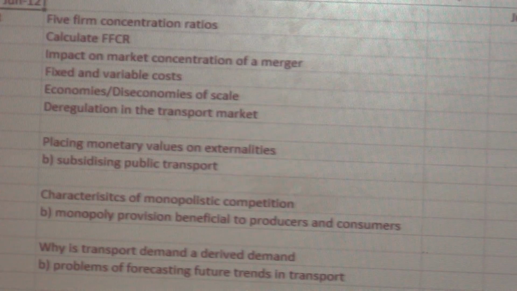And the three essays were: number one, how do we place a value on externalities to do with transport? Part B, a discussion question with regard to subsidising public transport. Second essay on monopolistic competition again, although the part B focused on the monopoly provision and whether or not that was beneficial to producers and consumers. And then thirdly, the final essay was to consider, number one, why transport is a derived demand, and then the part B, the problems of forecasting future trends in transport.